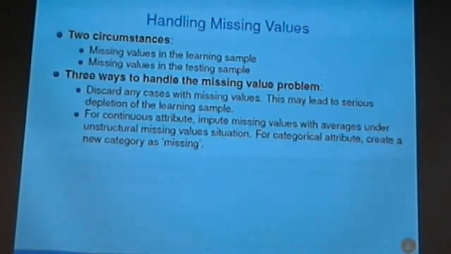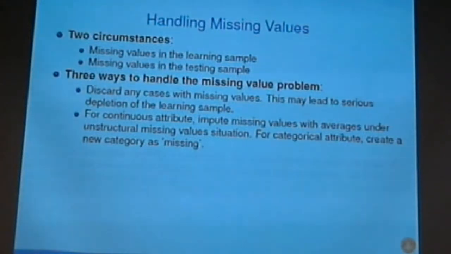The second way is for a continuous attribute: you can impute the missing value with averages, under an unstructured missing value situation, missing at random. If you have data missing at random, you can do that. Usually it's hardly the case, so you still have to look at how the missing values occur.